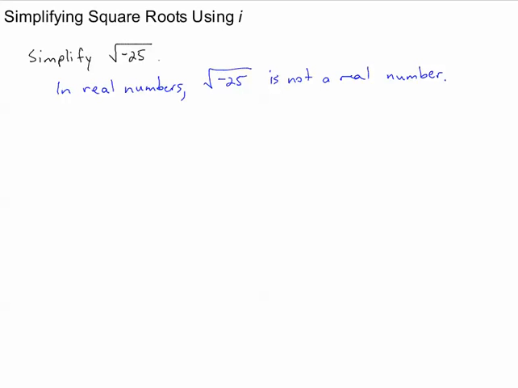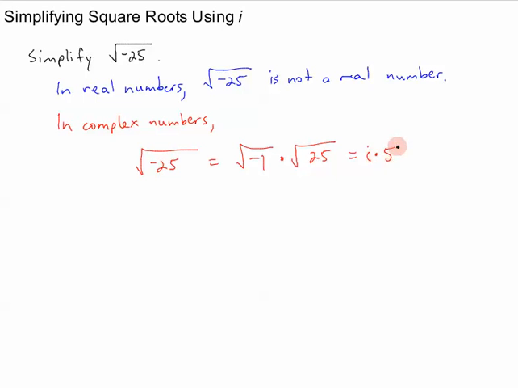However, in complex numbers, or using the imaginary numbers, the square root of negative 25 equals, you can split the negative as a negative 1 times the square root of 25. And now the square root of negative 1 is i, the square root of 25 is 5, so you can say this is i times 5. And we typically write that as 5i.